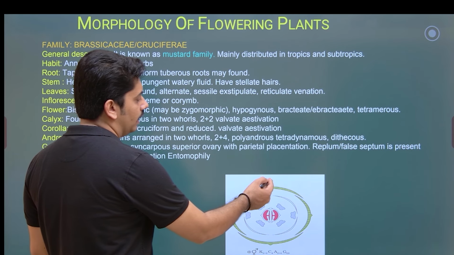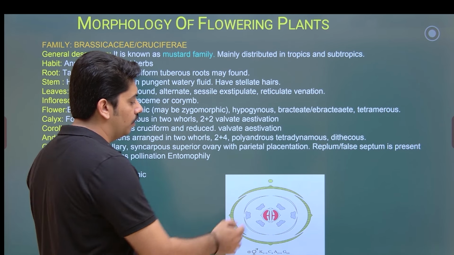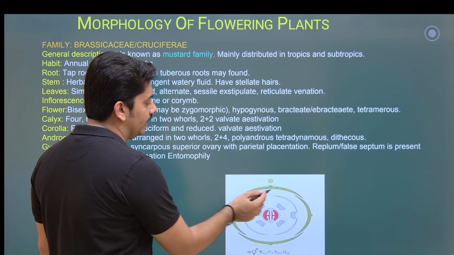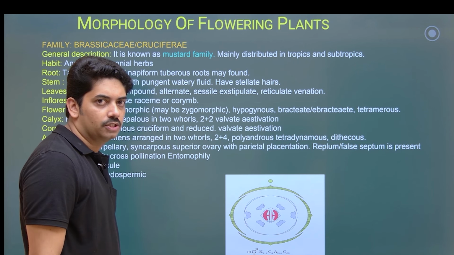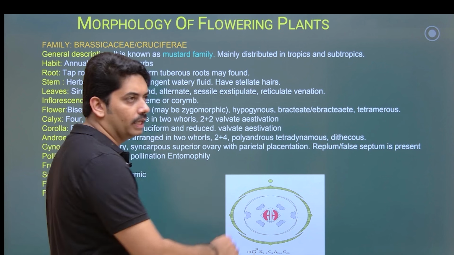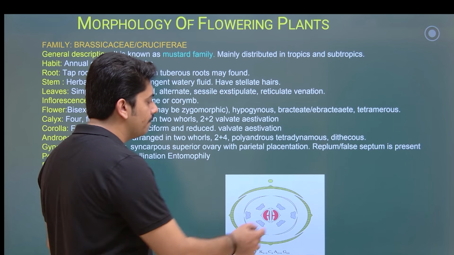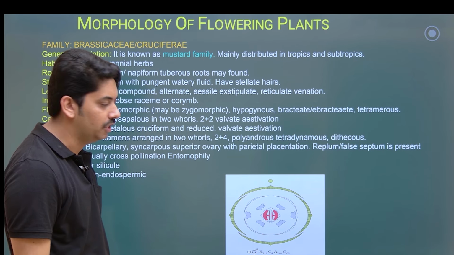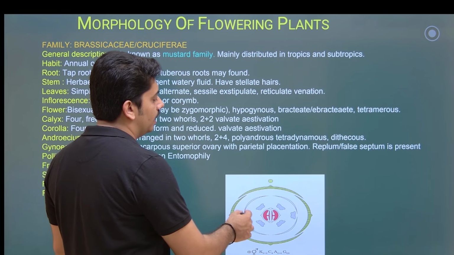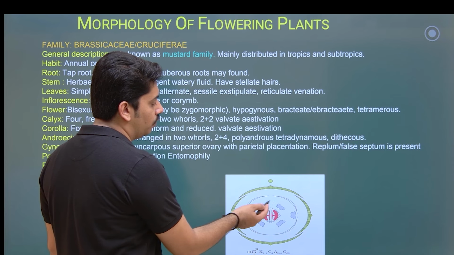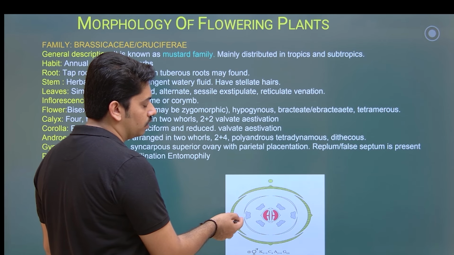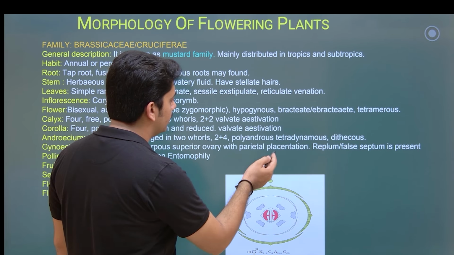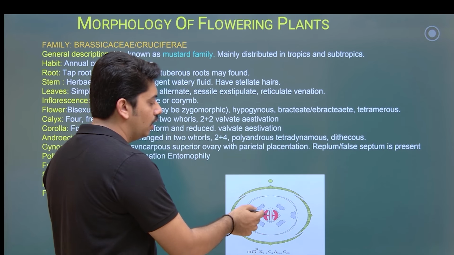The floral axis is given outermost, and then sepals. Here 2 of them are interior, 2 of them are exterior. So a 2 plus 2 condition, they are arranged in 2 whorls, and petals are in cruciform condition, valvate aestivation, and there are 6 stamens, again 4 are inward, 2 are outward. So tetradynamous condition. Here you can see tetradynamous condition.